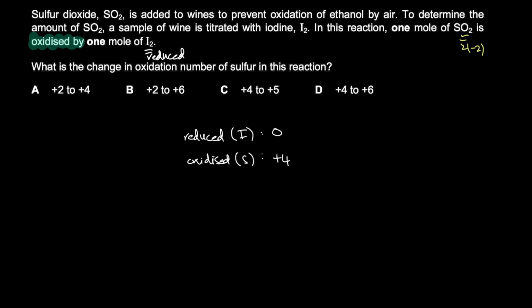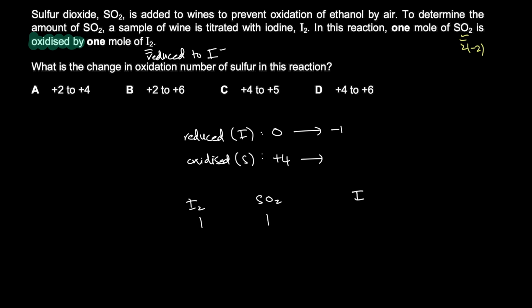And when iodine is reduced, it makes iodide. That's the only oxidation number of iodine when it has a negative oxidation number. It's -1. Okay, so we have iodine going from 0 to -1. And the question also says that we have 1 mole of I2 reacting with 1 mole of sulfur dioxide.